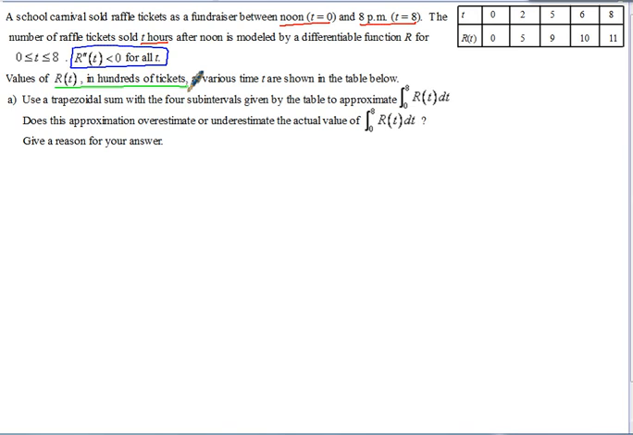So part A says use the trapezoidal sum with the 4 subintervals given by the table. So notice the 4 subintervals given by the table here, from 0 to 8, we're going to approximate the integral from 0 to 8. So let's draw our number line here.